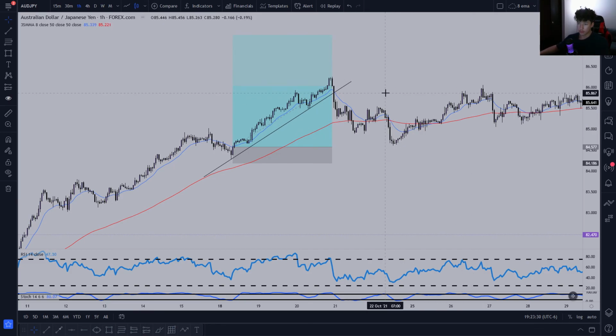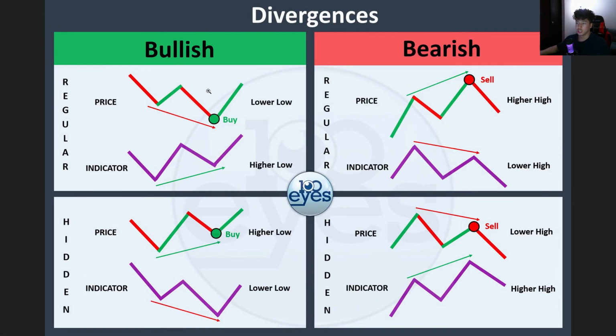Excuse me. When it comes to RSI divergence, let's look at this cheat sheet. There's two different types of divergence. You can go for bullish divergence or you can go for bearish divergence. I typically could care less about regular and hidden as long as I know it's divergence.